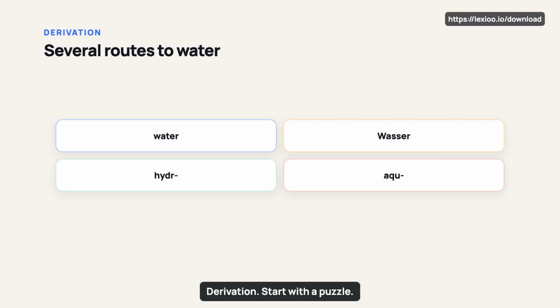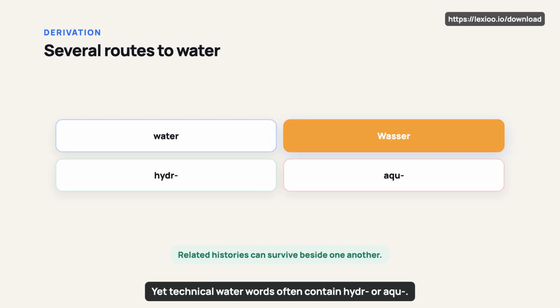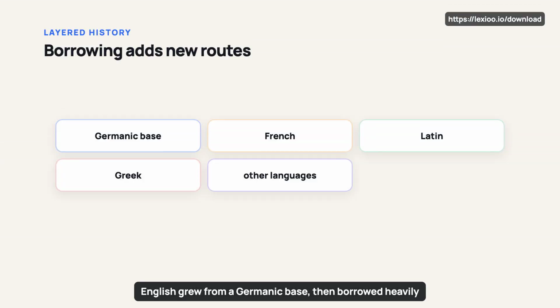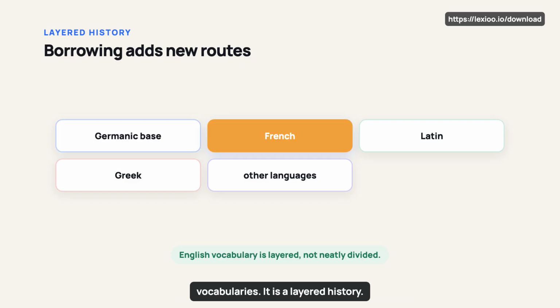Derivation. Start with a puzzle. Water is one of the most ordinary English words. German Wasser is related to it. Yet technical water words often contain hydra or aqua. Why does English keep several routes to a similar idea? English grew from a Germanic base, then borrowed heavily from French, Latin, Greek, and many other languages. So this is not a neat choice between 2 vocabularies. It is a layered history. Different roots can survive beside one another.